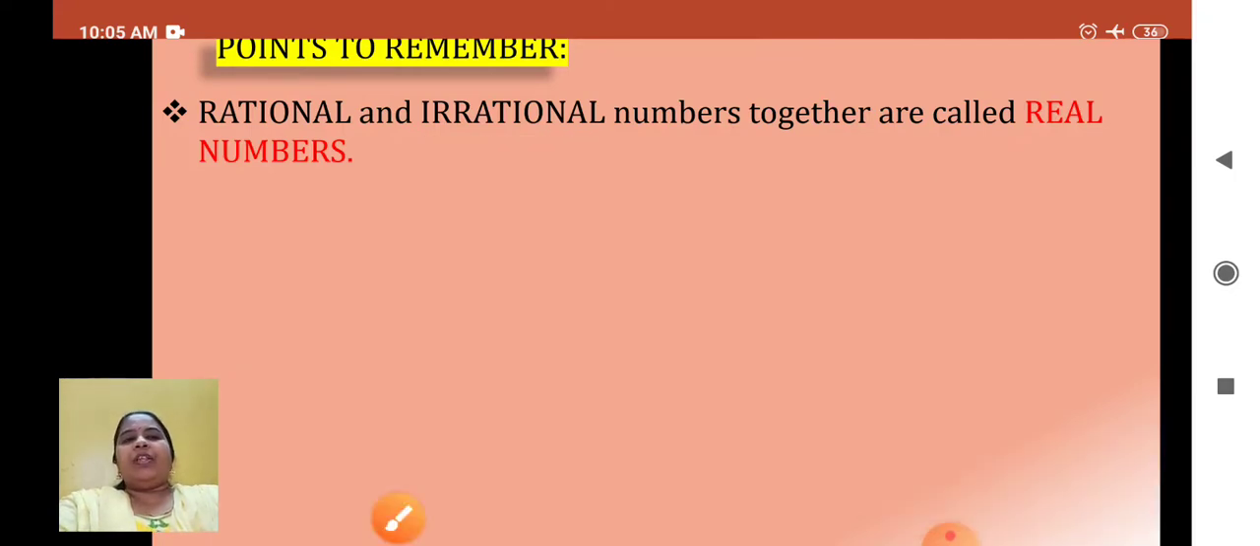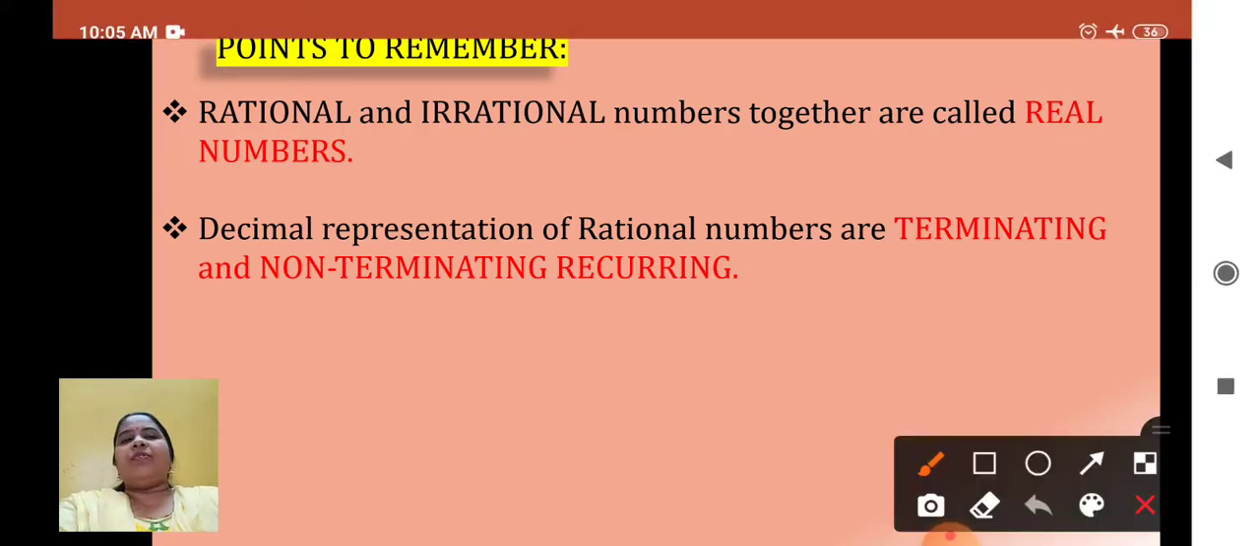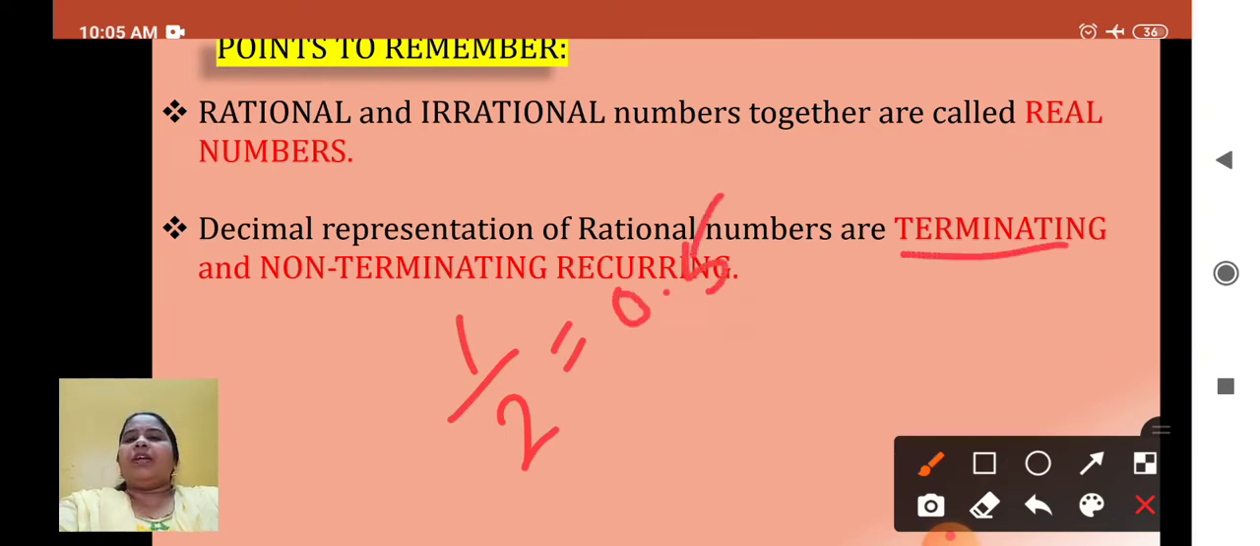Okay. Then we have learned decimal representation of rational numbers are terminating and non-terminating recurring. Suppose I give you a rational number like 1 upon 2. When you divide this, is the division coming to an end? Yes, I get the answer as 0.5. This is terminating. Then what is non-terminating? Suppose I give you 2 upon 3. When you divide this, what is the answer that you will get?